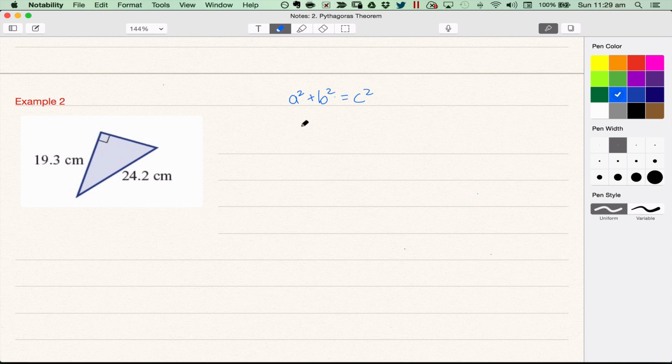Second step, make sure all the measurements are in the same units. We've got centimetres, so we're good to go. Third step, draw a diagram. Done, got one. And label the sides. Remember, first side you label is the hypotenuse. Label that as a C. Other two sides can be A and B. Doesn't matter which order they are in.